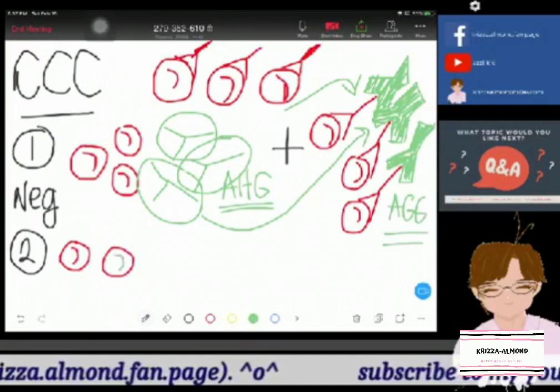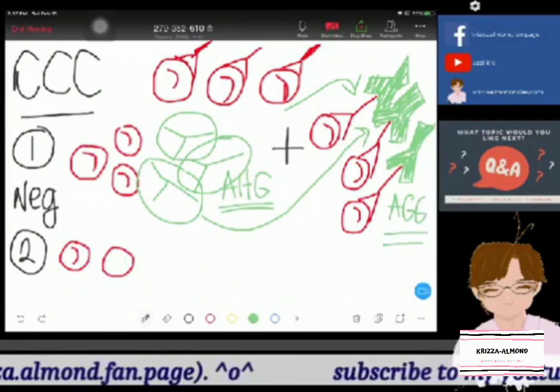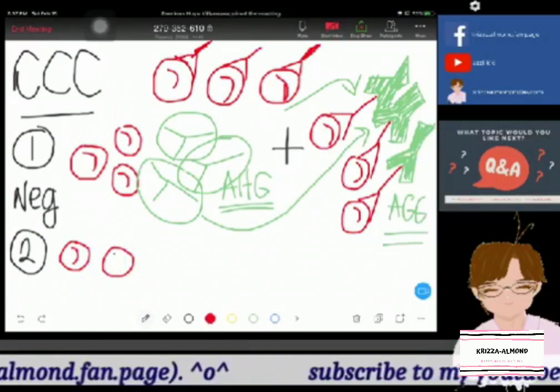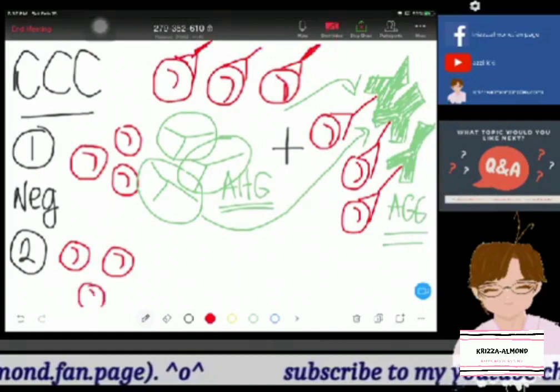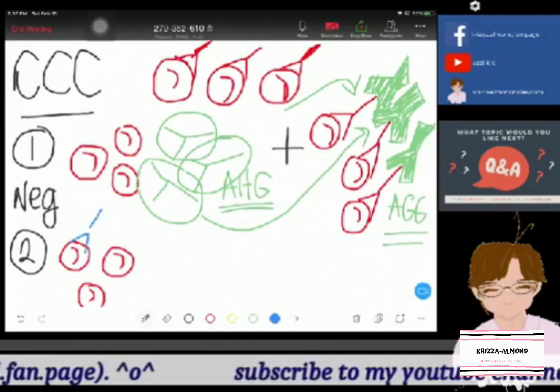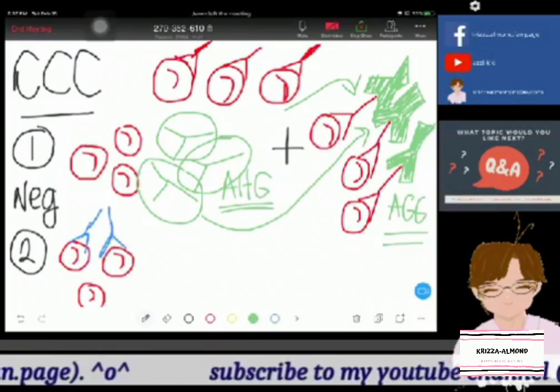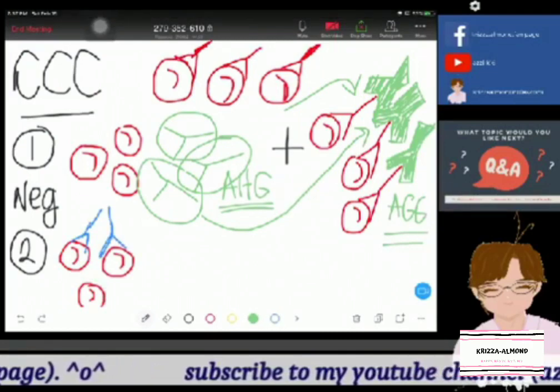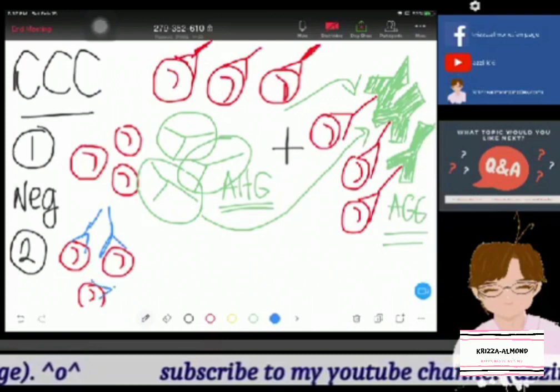Scenario number 2 is, napalitan yung ink, wait lang, palitan natin ulit. Scenario number 2 is a patient na meron talagang antibodies na nakabind sa red cells nila. Okay, so positive siya talaga.